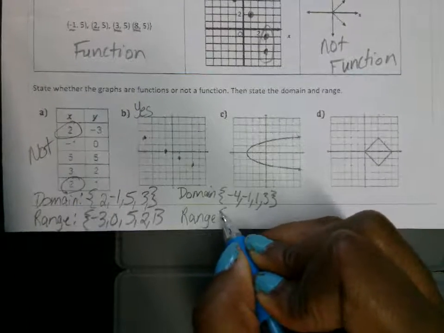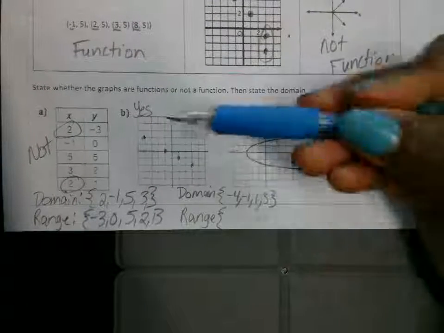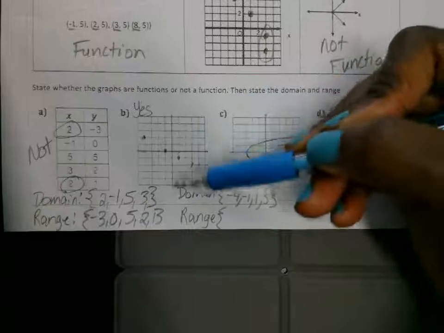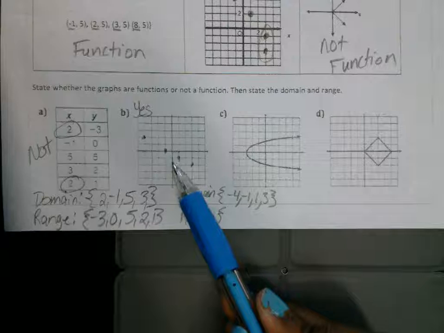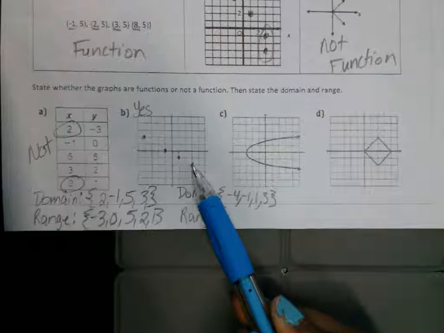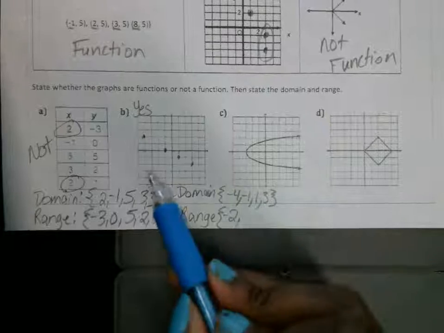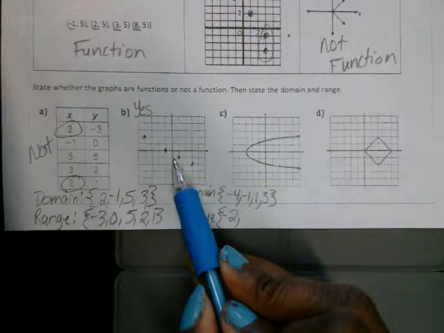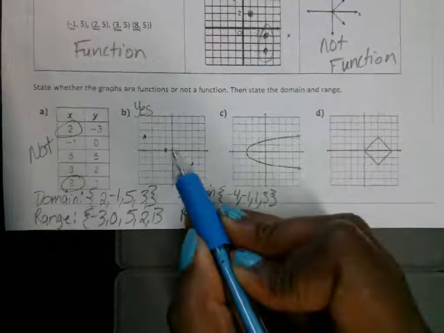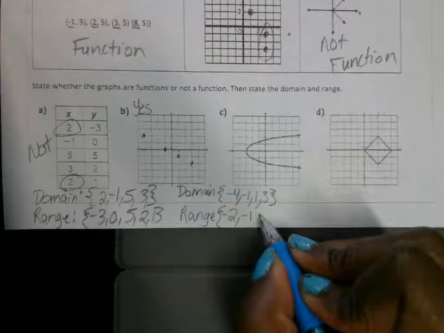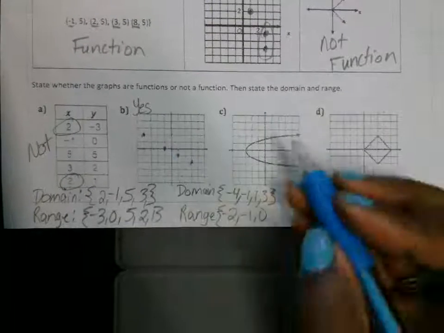Now we're going to list all of our range values. All right. The lowest range value is what? Negative 2. All right. What's the next one? Negative 1. And what's the next one? 0. And then what's this one? 2.